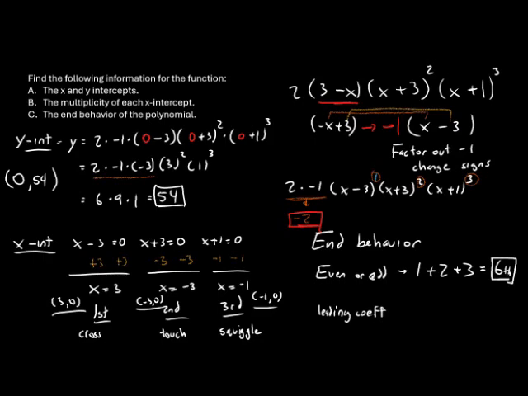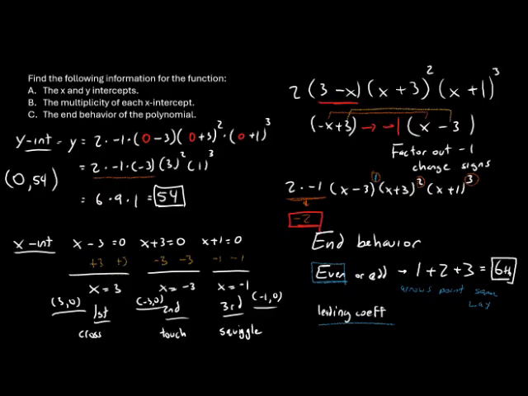Because we have a sixth power, that is an even power. And when you have an even power, that means the arrows that represent your end behavior will point the same way. Which way they point depends on the leading coefficient. Be careful about your leading coefficient here.